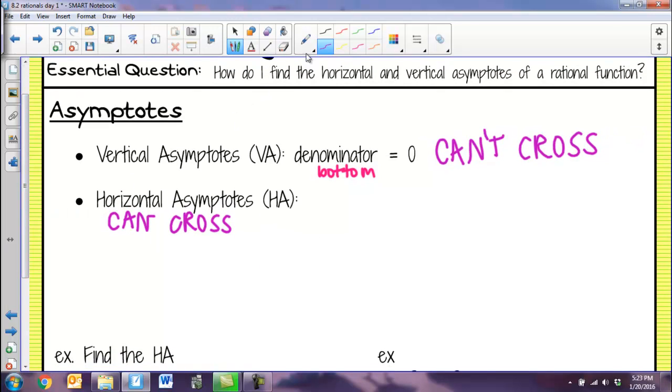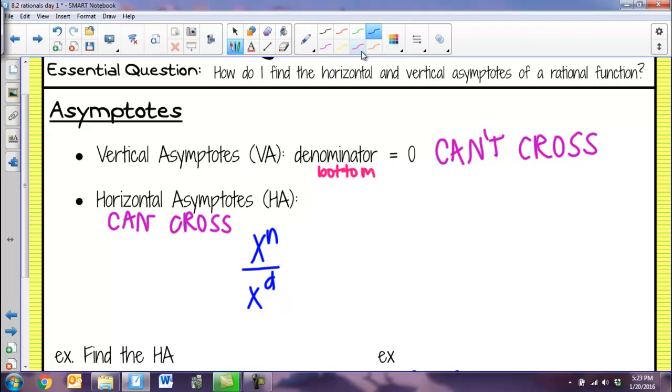So you can cross a horizontal asymptote. Now there's a lot of different ways you can remember how to find a horizontal asymptote. I have a little mnemonic device. If I had this function, and this is just standing for the exponent, that's numerator and that's denominator, to kind of help me.